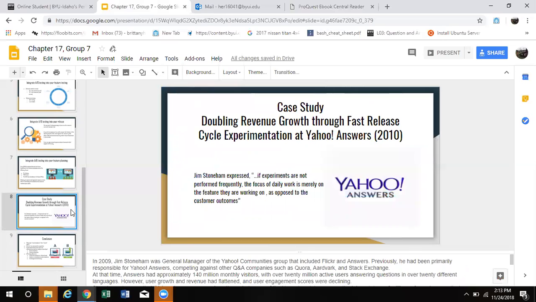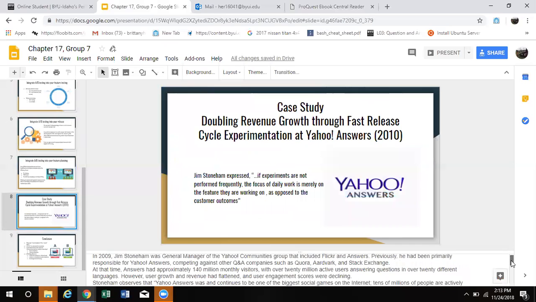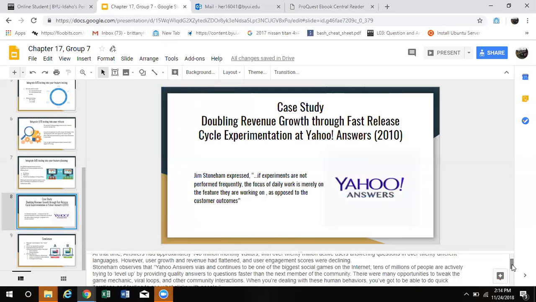All right, so here's a case study with Yahoo Answers. In 2009, Jim Stoneham was general manager of Yahoo Communities, which is a group that included Flickr and Answers. Previously, he had been primarily responsible for Yahoo Answers, competing against other Q&A companies such as Quora, Aardvark, and Stack Exchange. At that time, Answers had approximately 140 million monthly visitors with over 20 million active users, answering questions in over 20 different languages. However, user growth and revenue had flattened, and user engagement scores were declining.